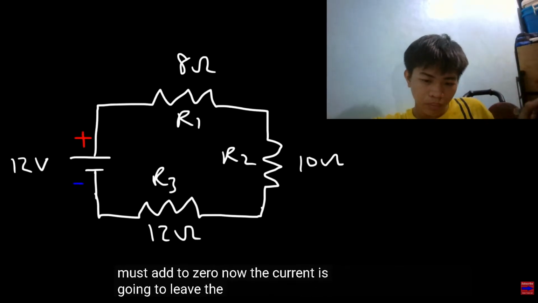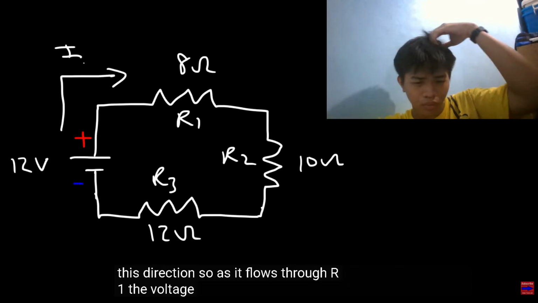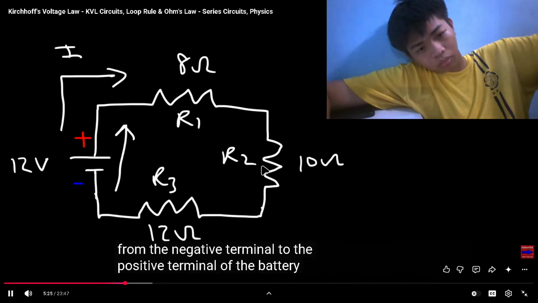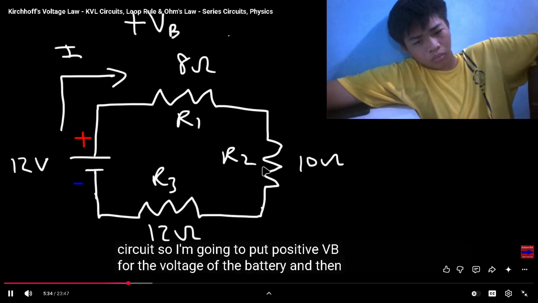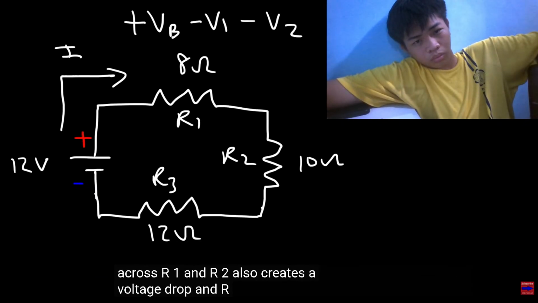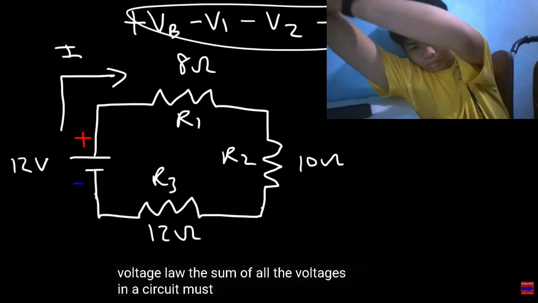Now the current is going to leave the positive terminal of the battery, so it's going to be flowing in this direction. So as it flows through R1, the voltage will decrease. But the battery, notice that the current flows from the negative terminal to the positive terminal of the battery. So the battery supplies energy to the circuit. So I'm going to put positive VB for the voltage of the battery. And then negative V1, that's the voltage drop across R1. And R2 also creates a voltage drop, and R3 will also create a voltage drop. And based on Kirchhoff's voltage law, the sum of all the voltages in a circuit must add to 0.